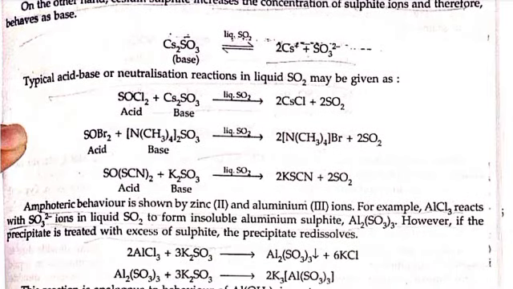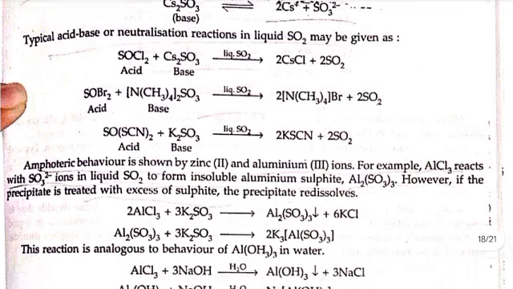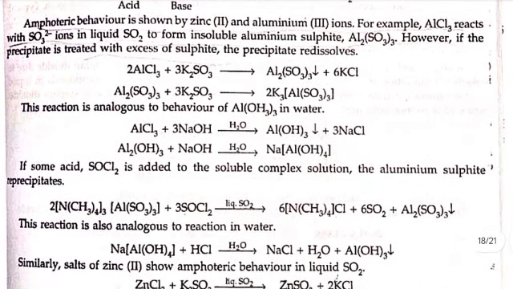SOCl2 plus Cs2SO3 in liquid SO2 gives CsCl plus SO2. SOBr2 plus [N(CH3)4]2SO3 in liquid SO2 gives 2[N(CH3)4]Br plus 2SO2. Amphoteric behavior is shown by zinc and aluminium ions.